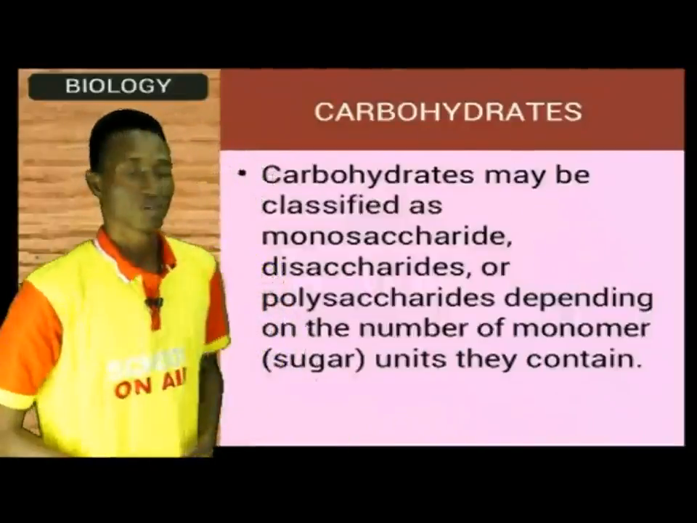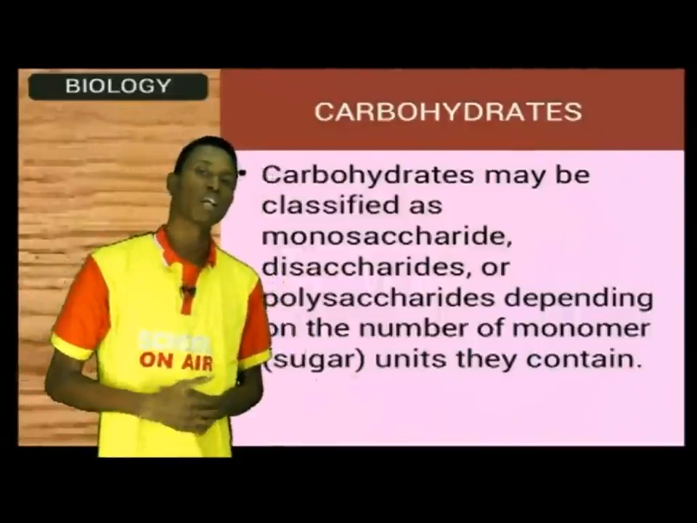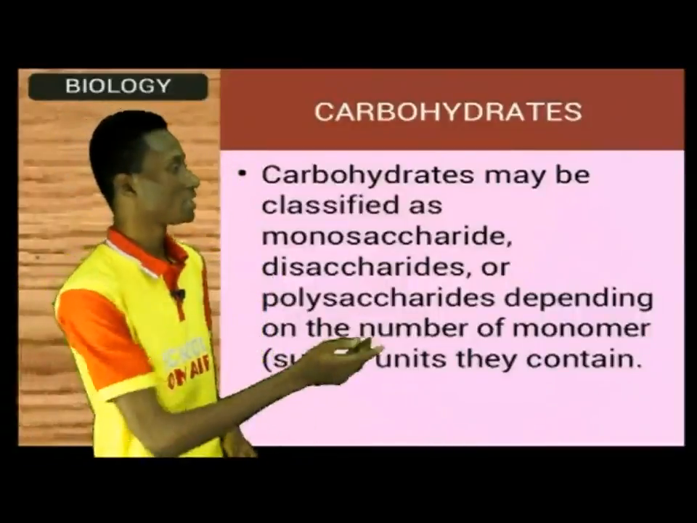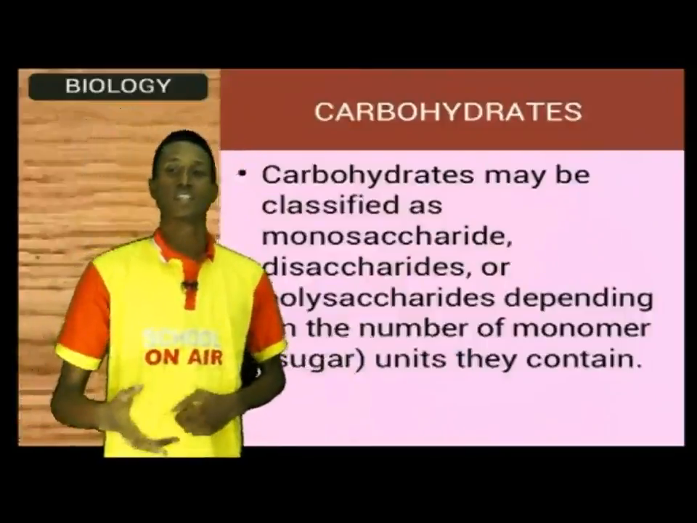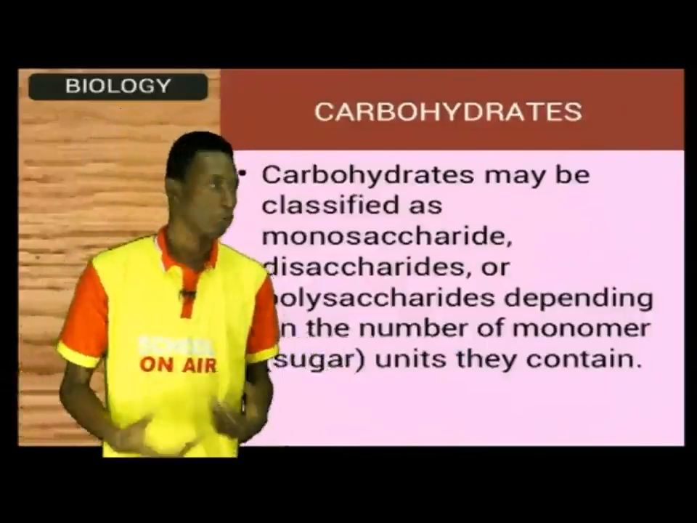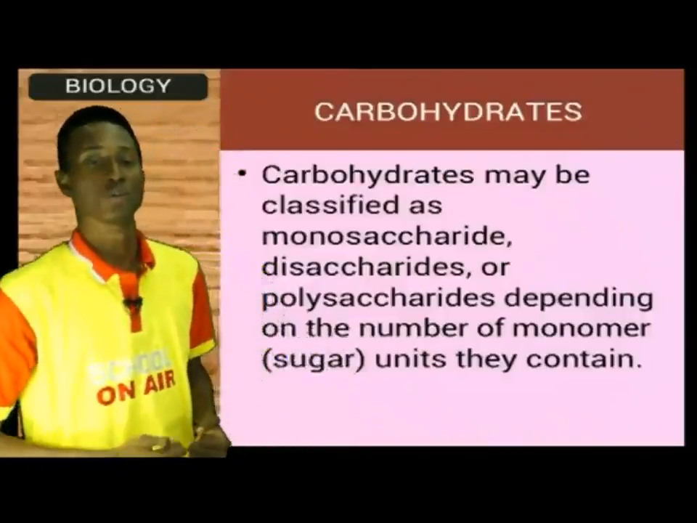And when it is di, we should understand that it is two monomer units that are contained in this carbohydrate molecule. And for polysaccharides, it's not necessarily three, it can be three or more sugar units or monomer units, depending on how you want to call it.